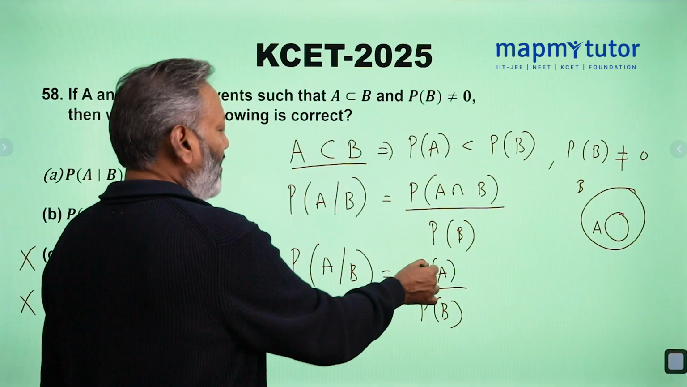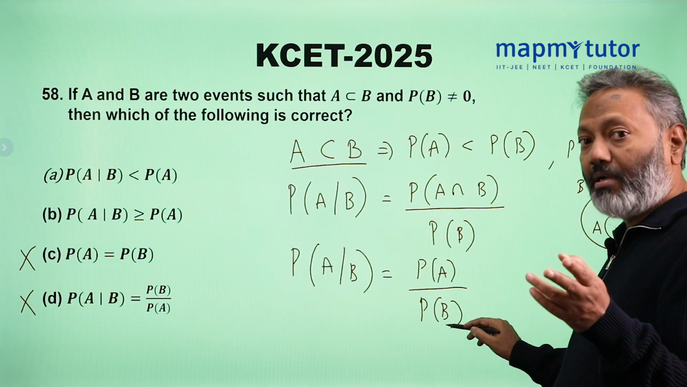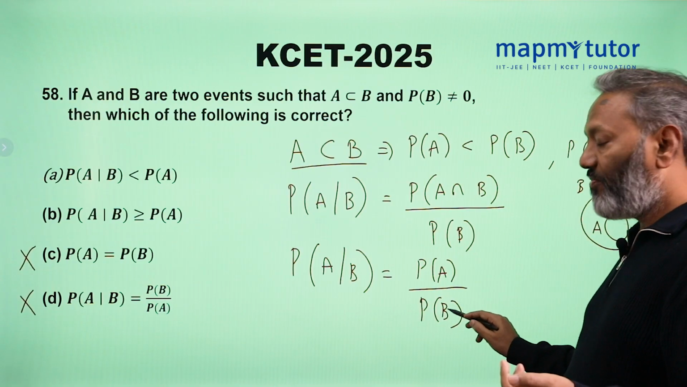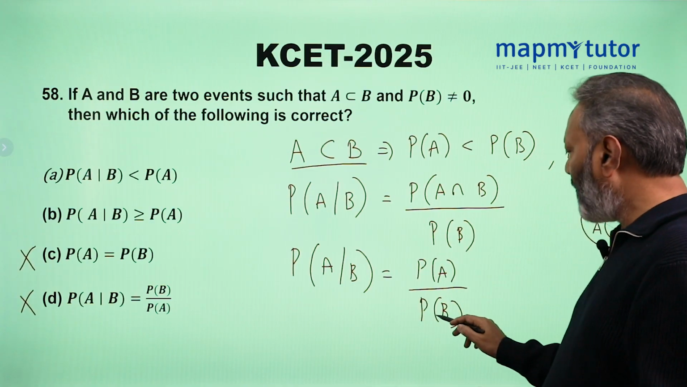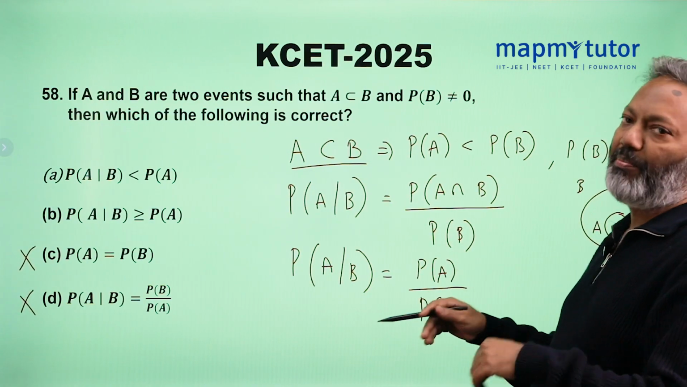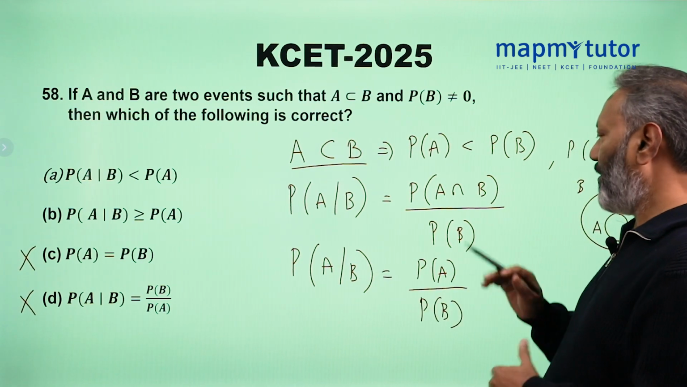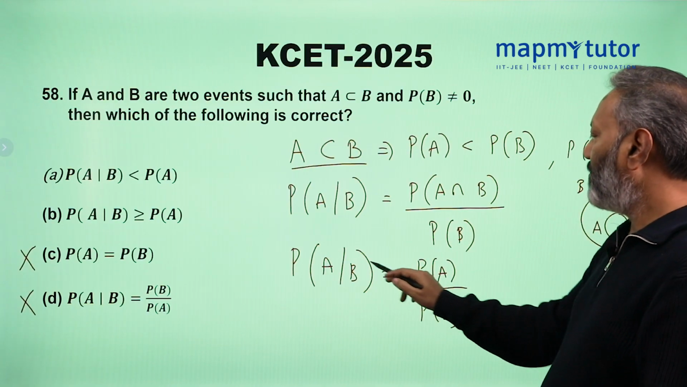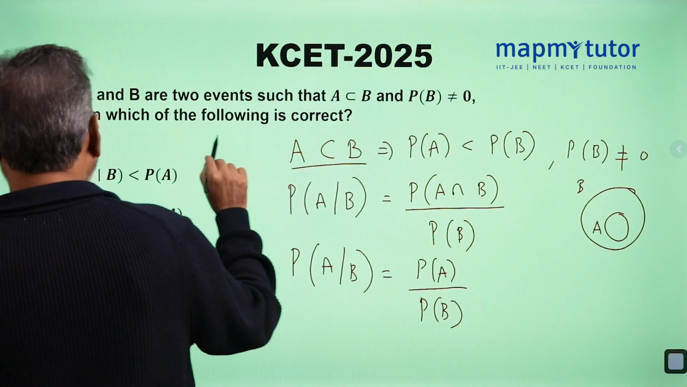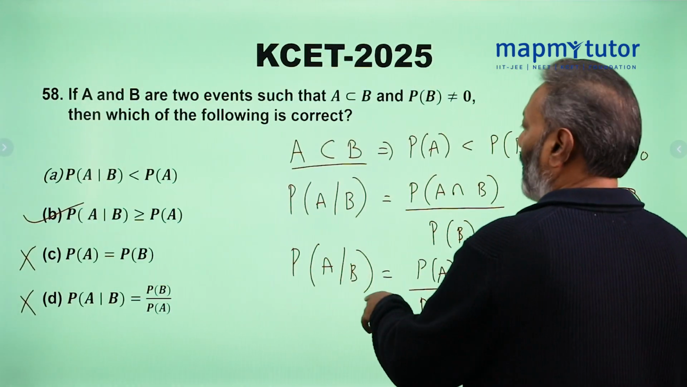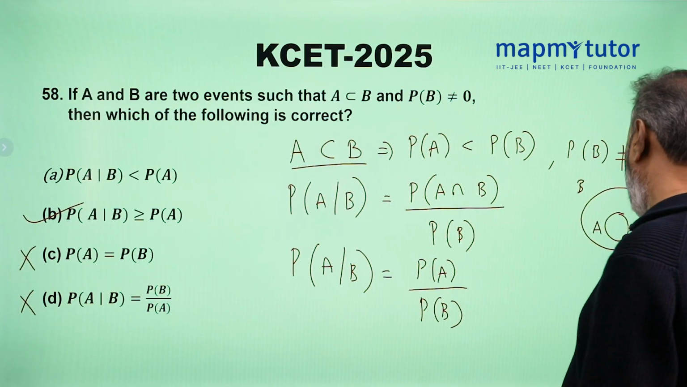P of A given B is P of A by P of B. But I want to compare with P of A. See, the denominator is not greater than 1. Any probability maximum is 1 only. If the denominator were greater than 1, the final value would be less than P of A. But this is a fractional number or at least 1. If this is 1, these two are equal. That is one case. If this is less than 1, this will be greater than P of A. That is the second case. So clearly option B is correct. P of A given B is either greater than P of A or equal to P of A. That depends on P of B.